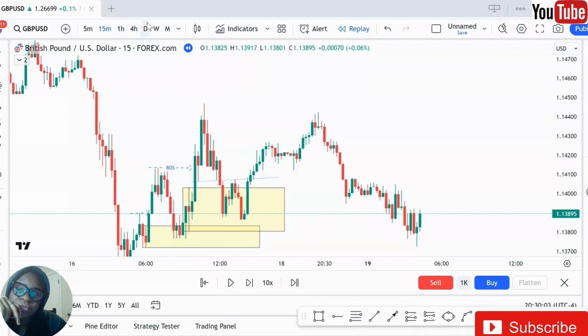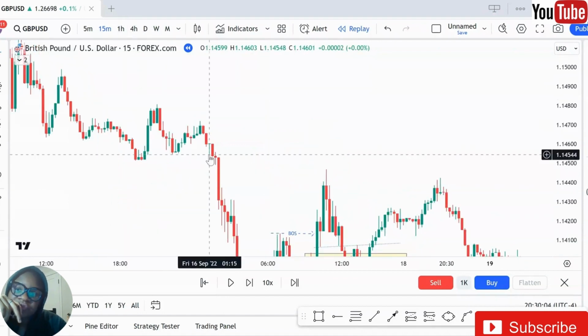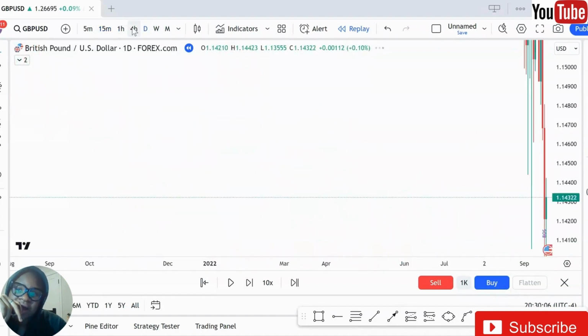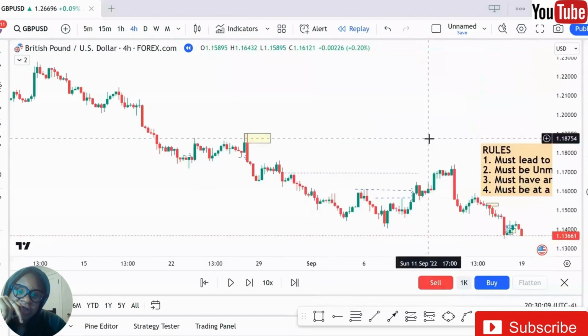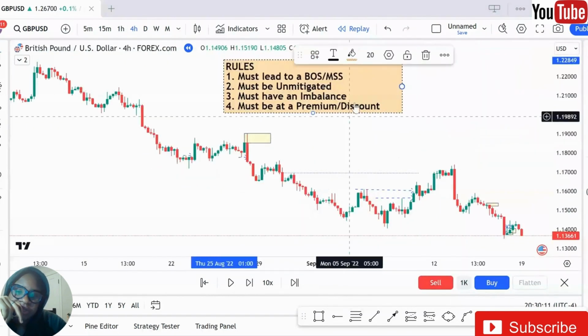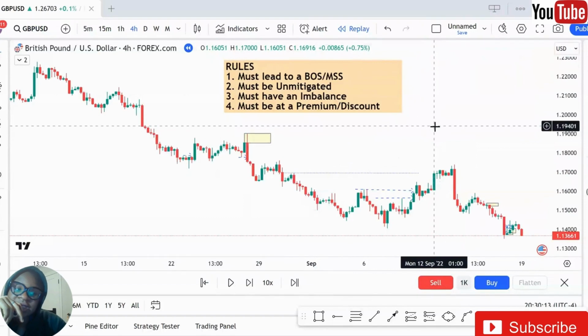You can try it on one day, 4 hours, 1 hour, any of the time frames you want to try it on. But these are the rules to mark a valid and a strong order block.